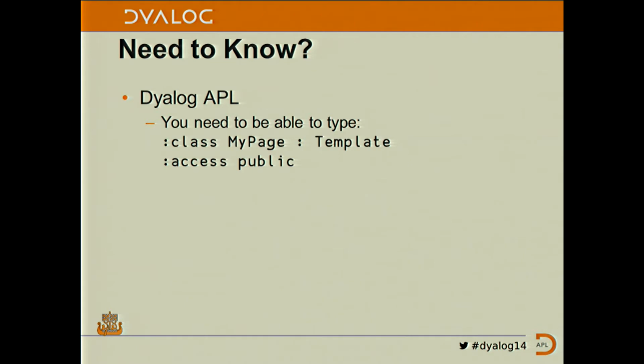So what do you need to know to run MiServer 3? Well, I used to say you needed to know some object-oriented programming in Dyalog APL, and Morton said that's not really true, and I realized he was right. Basically, you need to be able to type :class, and then some template name, and :access public. That is the extent of the object-oriented features of Dyalog APL that you need to know to write a MiServer page.